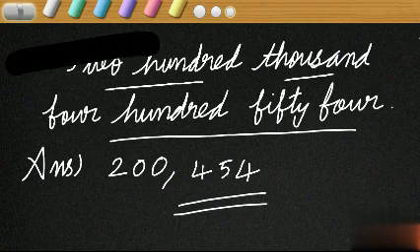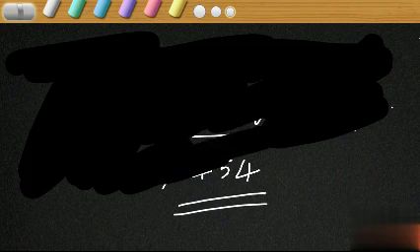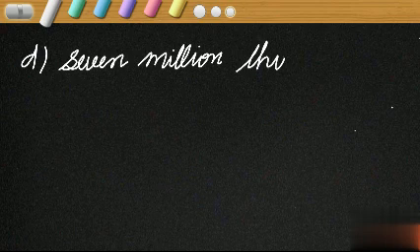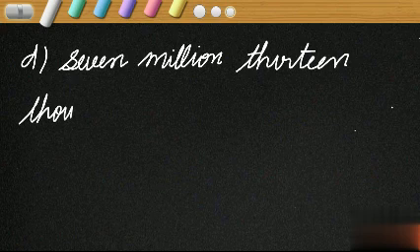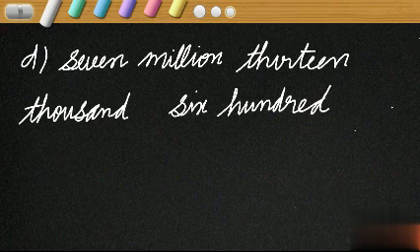Next one, D. Write down D. D is 7,13,615. 13,000. 615.